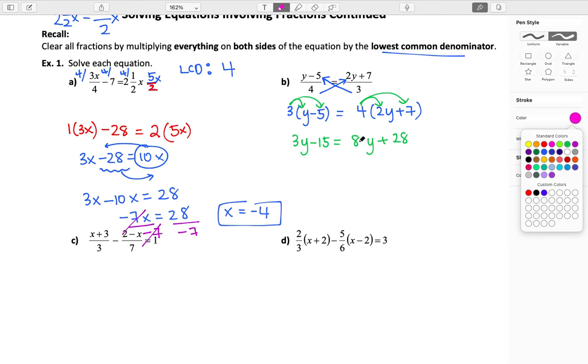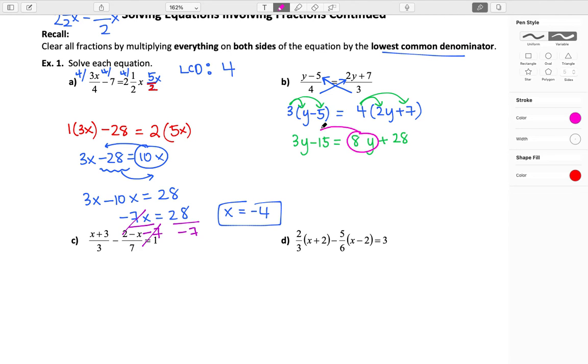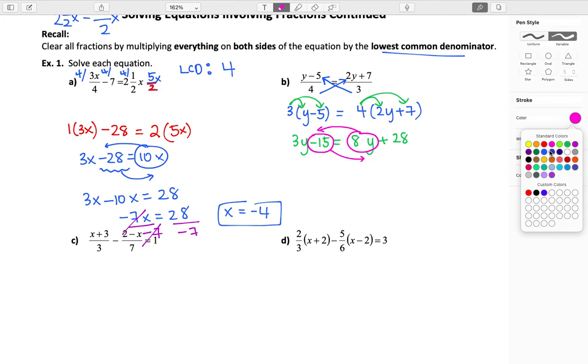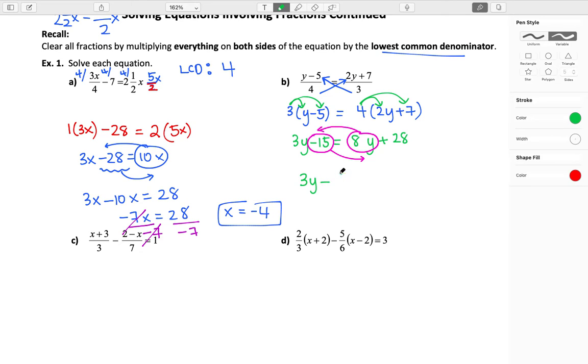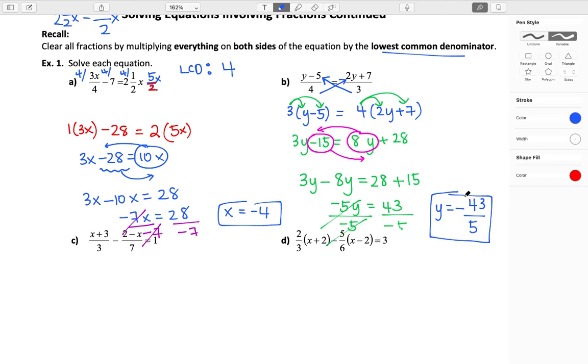Now let's collect the like terms. I'm going to bring the variable to the left side, and I'm going to bring the number to the right side. Every time you cross over, you are switching the sign. So 3y minus 8y. 28 is already here, and it becomes 15. So negative 5y equals 43. So let's divide both sides by negative 5, whatever is in front of the variable. So it cancels out. So y is equal to, I'm going to leave it as a fraction, the exact answer, because I don't want a decimal.